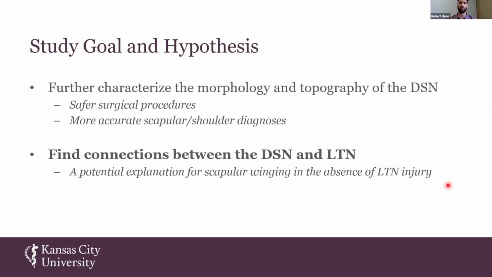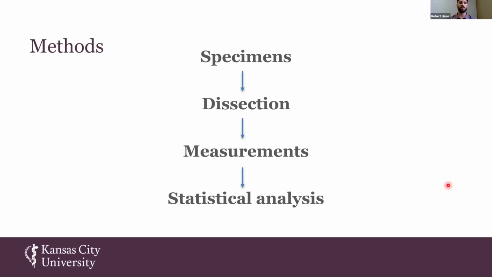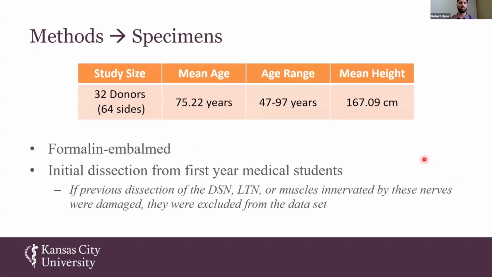So our study's goal was to further characterize the dorsal scapular nerve and then also to find connections with the long thoracic nerve. And this can give us insights into clinical manifestations and also for safer surgical procedures. Moving on to the methods of my study, starting with the specimens, we had 32 donors in this study, which gave us 64 sides since we did this bilaterally. They were formalin embalmed, and the initial dissection was done by first-year medical students as part of their gross anatomy lab. And of course, if any nerve or muscles that we needed for our study were damaged, we excluded that from our data set.